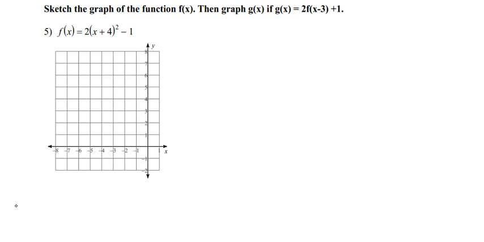We're going to do number 5. f of x is 2(x plus 4) squared minus 1. Well, where is that coming from? It's coming from a parent function, and that parent function is y equals x squared.